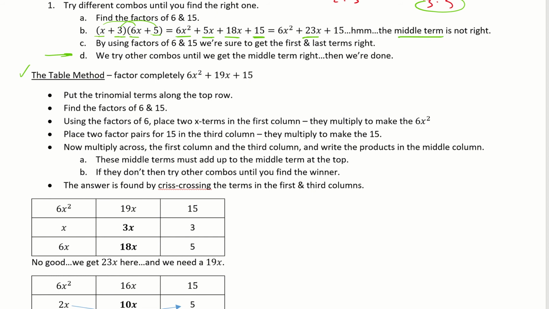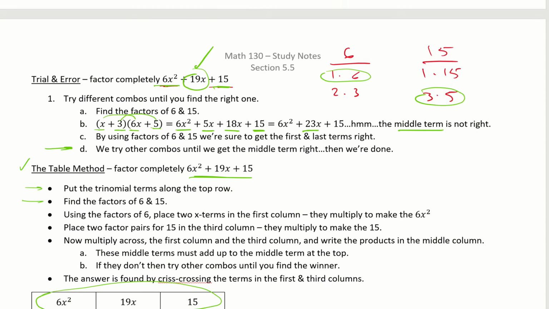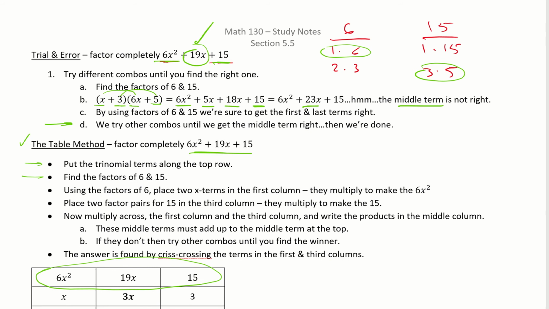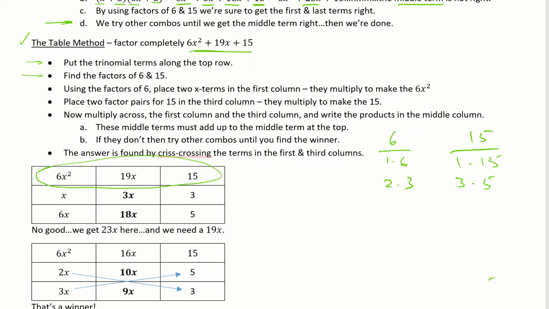Okay, so what I'm doing here is putting the trinomial terms along the top row. There they are. The trinomial we're trying to factor is 6x squared plus 19x plus 15. Find the factors of 6 and 15, which are in red up here, but let's write them anyway, because I need to see it. So 6 is 1 times 6, 2 times 3, 15 is 1 times 15, and 3 times 5. Okay, got the factors going on. Using the factors of 6, place 2 x terms in the first column, which is this column right here.